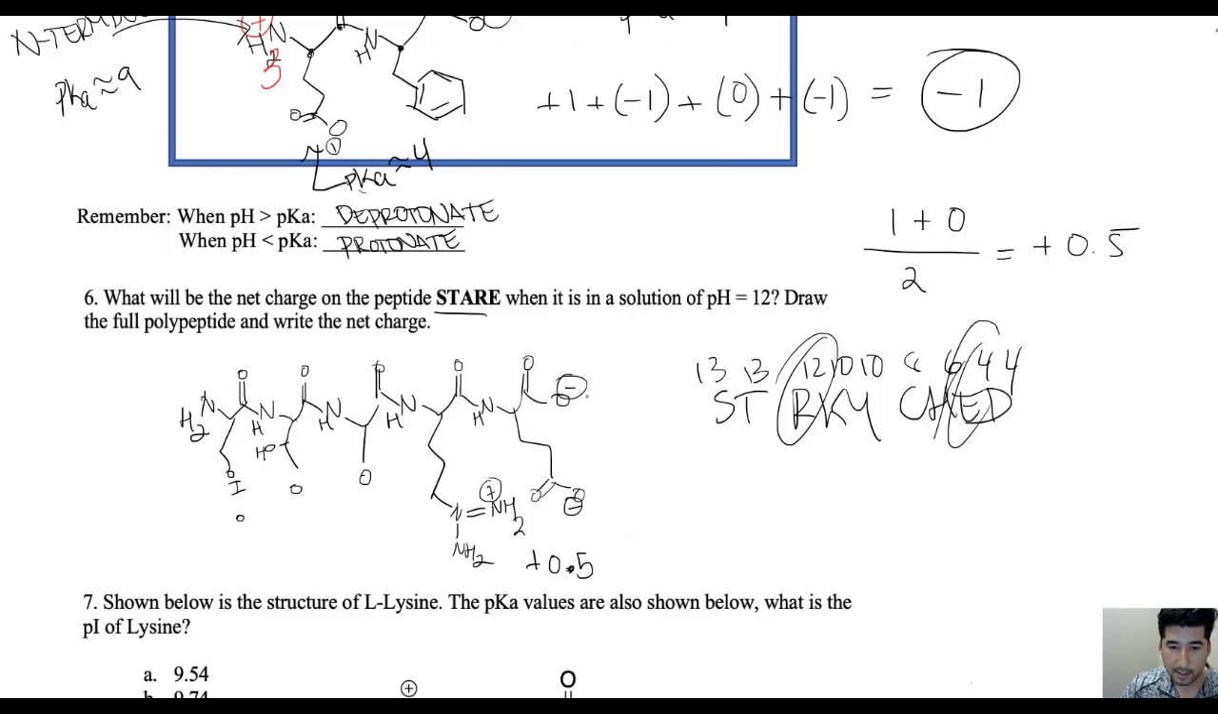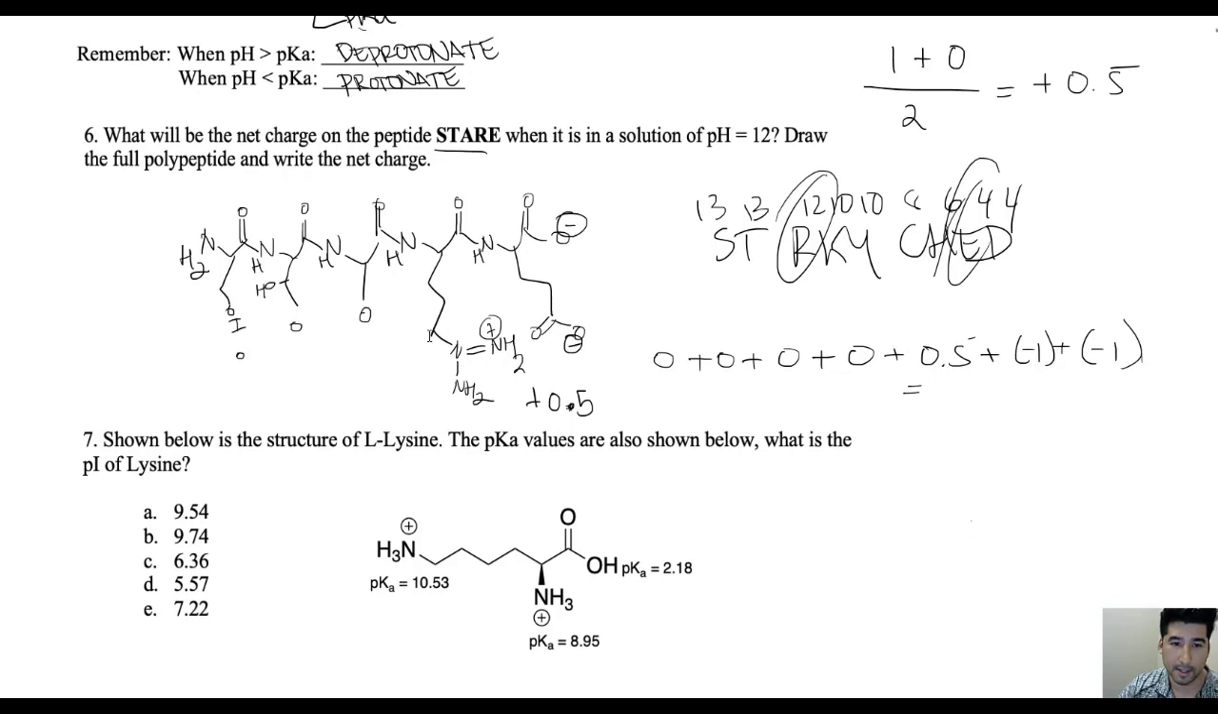All right. And so what are the charges? Let's see, the pH is 12, so this is deprotonated. So we have 0 plus 0, 0 from here, 0 from there, 0, 0, plus 0, plus 0, plus 0.5, plus -1 plus -1. Okay, and so what does that come up to? I'll let you do the math on that one. And that will be the charge on this peptide right there.